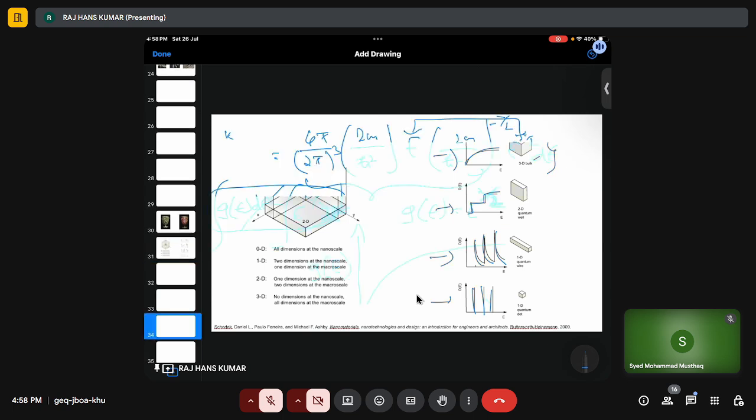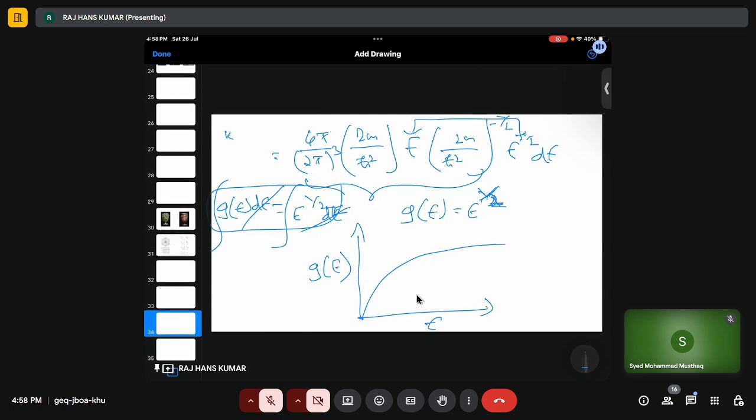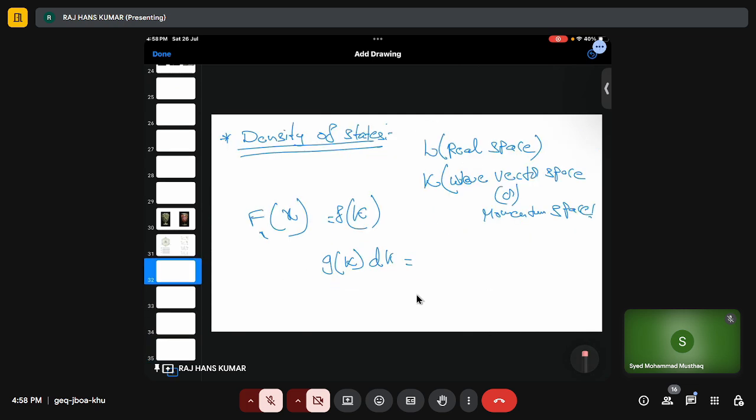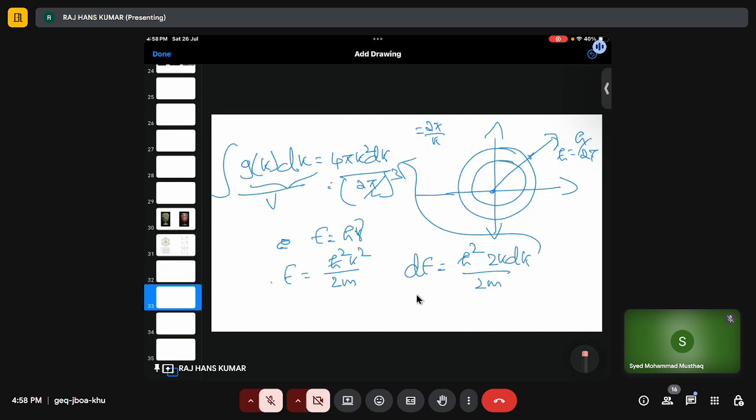Now if you want to try, you can try. Do everything the same, but instead of taking a sphere, you have to take a circle in 2 dimensions. You can try it, it's easy actually. See this, everything is the same. The g(k) dk will remain the same. Instead of volume you will get area, because we are dealing with 2 dimensions. Instead of 4πk² you will write 2πk, right?